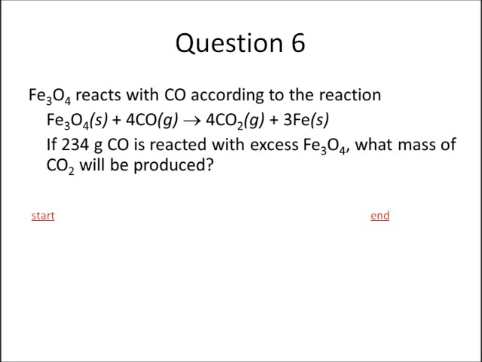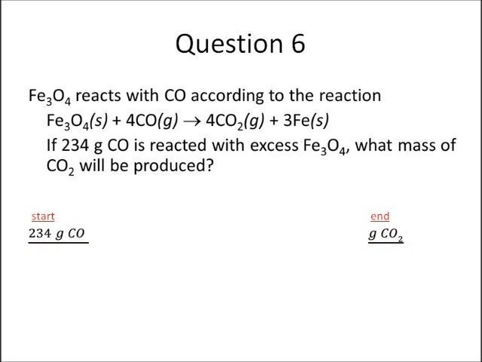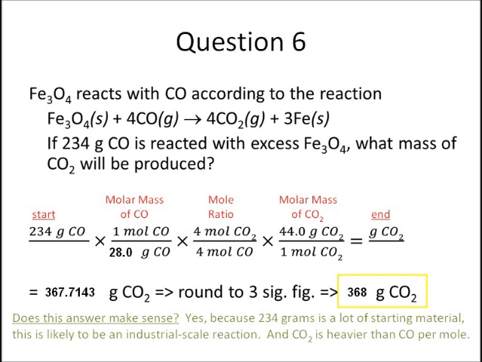So we're going to start with the number given in the problem, that's 234 grams of carbon monoxide. First, we're going to go from grams of carbon monoxide to moles of carbon monoxide using the molar mass. Then we're going to use a mole ratio and the molar mass of product, that's carbon dioxide.